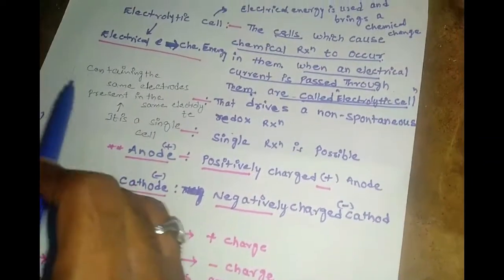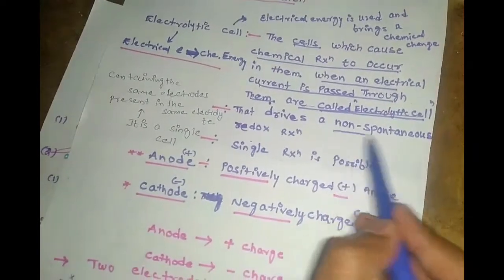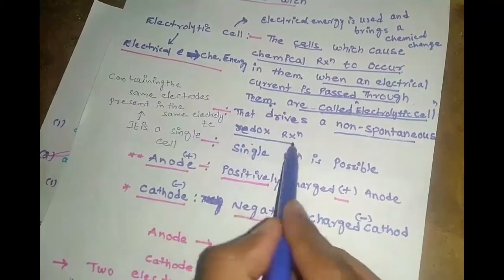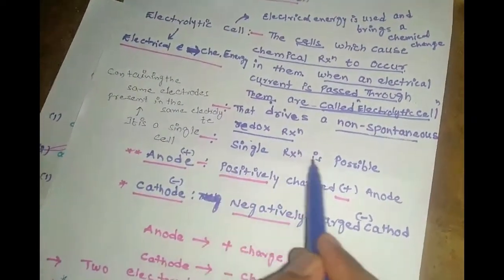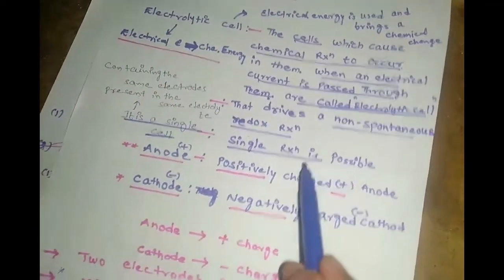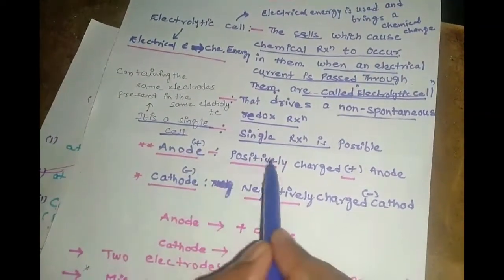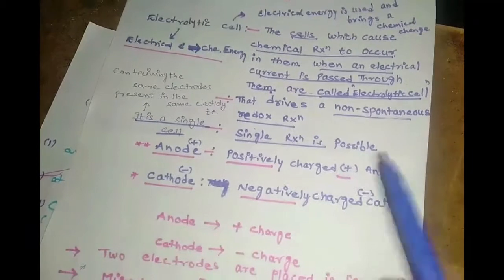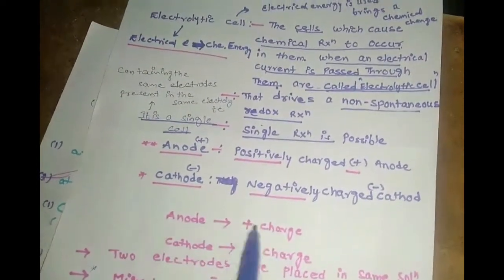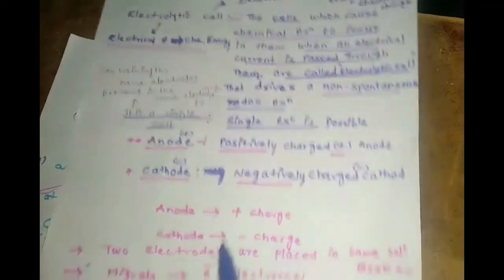So see here one small point: it drives a non-spontaneous redox reaction. So already I said that the electrolytic cell is a non-spontaneous redox reaction. A single reaction is possible, means single cell, single reaction is possible. So we know that already the anode has positive charge, the cathode has negative charge. So I have given here simply anode is positive charge, cathode is negative charge.